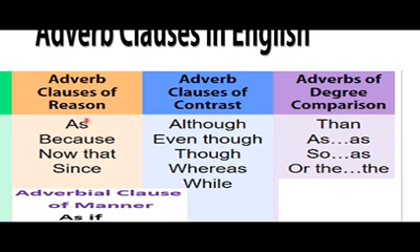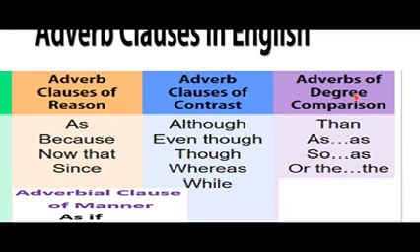as, because, and phrases like now that, words like since. We also have adverbial clause of contrast. This tries to show the difference between one thing and the other, and it is introduced by clauses or words like although, even though, whereas, while. We also have adverbs of degree or comparison.